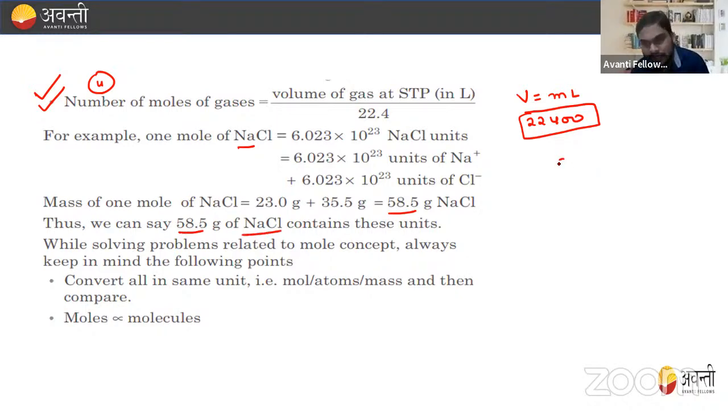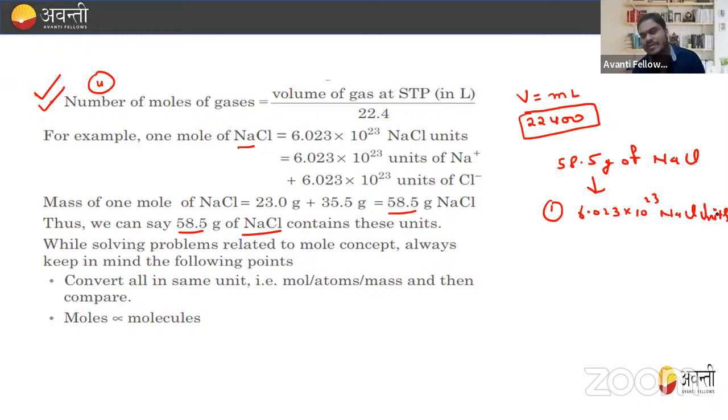It means in 58.5 gram of NaCl, there are three possibilities. Either 6.023 × 10^23 NaCl units. This is also possible in 58.5 gram, because we know that 1 mole is always equal to the molecular mass. The number of particles that is present in the molecular mass is known as 1 mole.